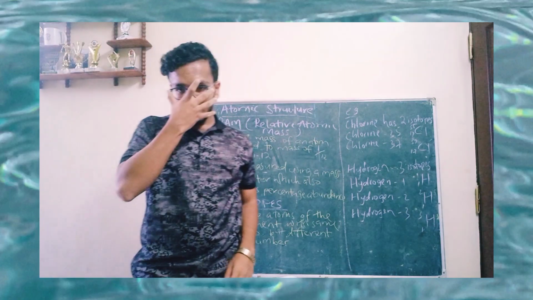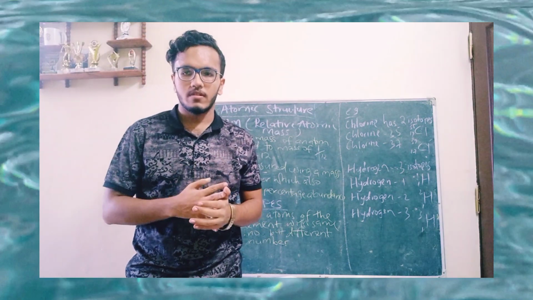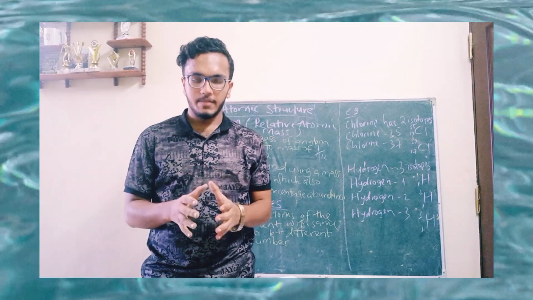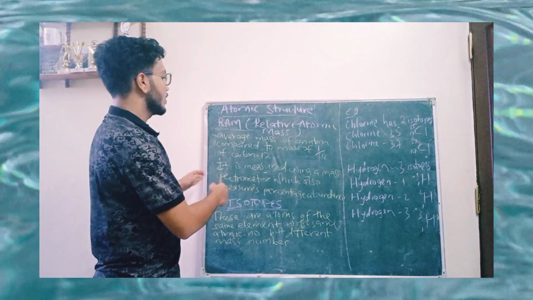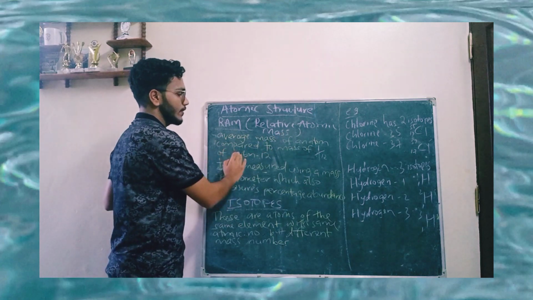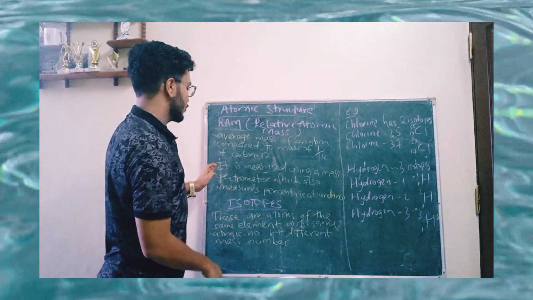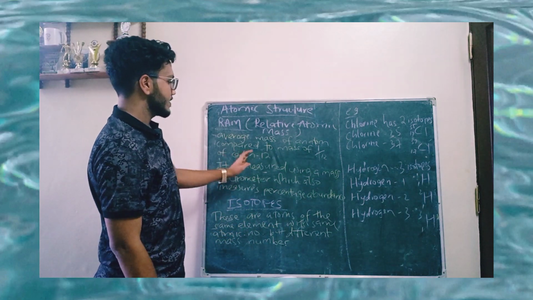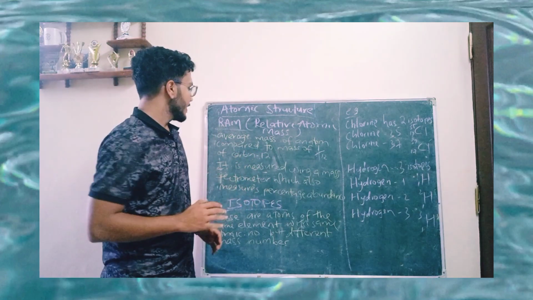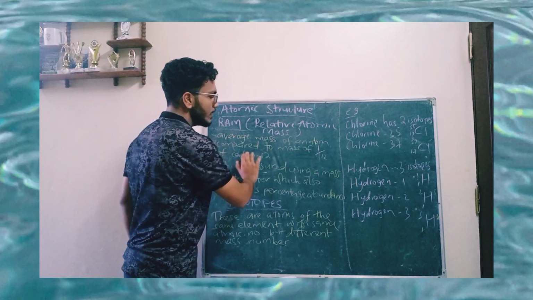The next subtopic is relative atomic mass and isotopes. Now what is relative atomic mass? In short, RAM. RAM is the average mass of an atom compared to 1 over 12 of the mass of an atom of carbon 12. Carbon 12 is the isotope of carbon with atomic number 6 and mass number 12, the sum of protons and neutrons.